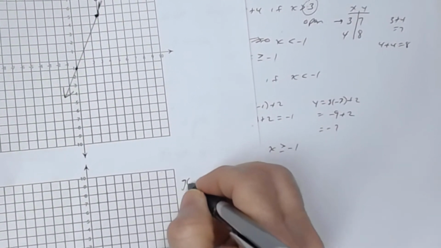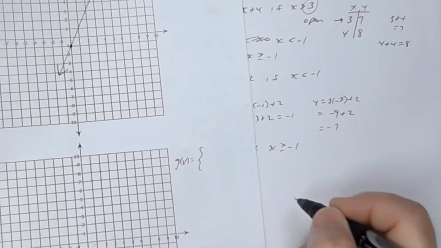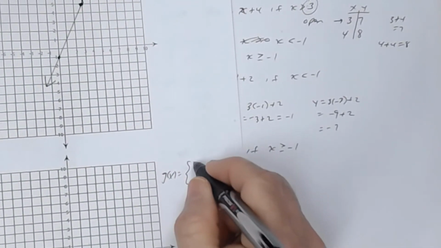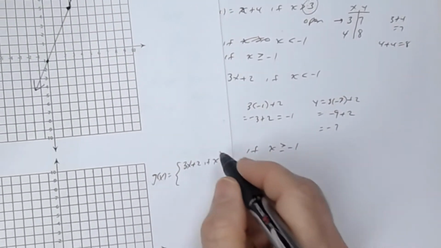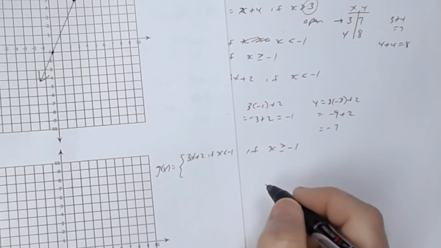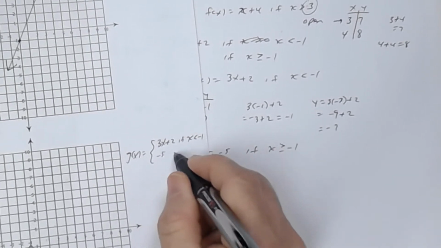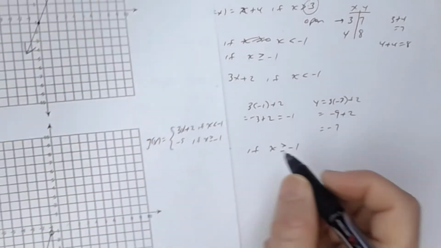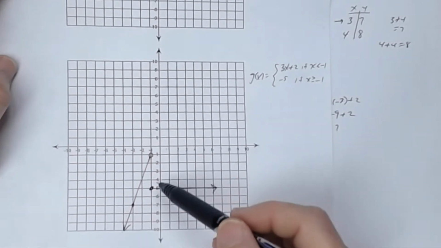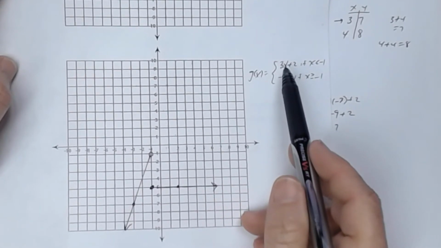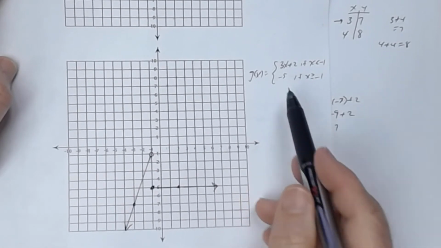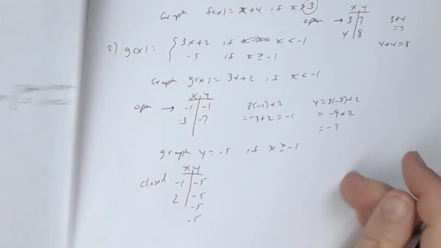f of x equals 3x plus 2 if x is less than -1, and then -5 if x is greater than or equal to -1. So notice I have 2 pieces here. This part of the graph goes with the top one, and this part goes with the bottom one. Okay? All right, number 3.